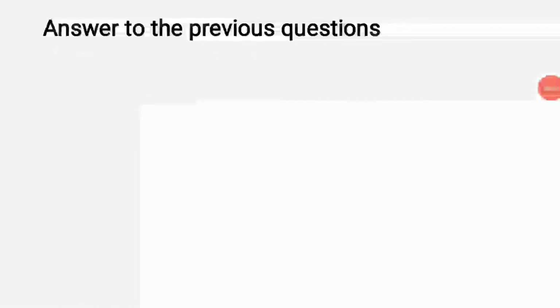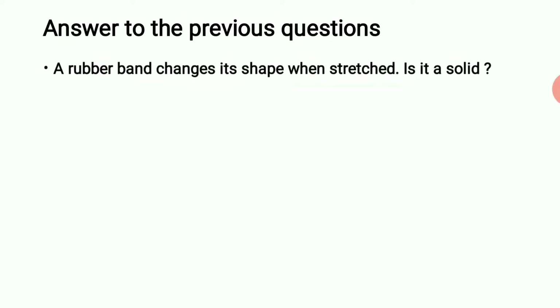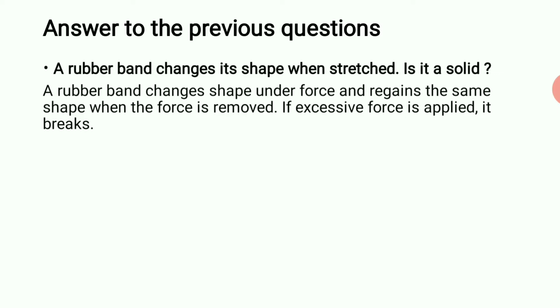Hello everyone. In this video, I will answer the questions which were asked in the previous video. In the previous video, I asked that a rubber band changes its shape when an external force is applied to it, so whether it is solid or not. A rubber band changes its shape when an external force, external pressure is applied to it, but when the pressure is removed, it regains its shape. Means the overall change in the shape of the rubber is zero. Therefore, it is a solid.